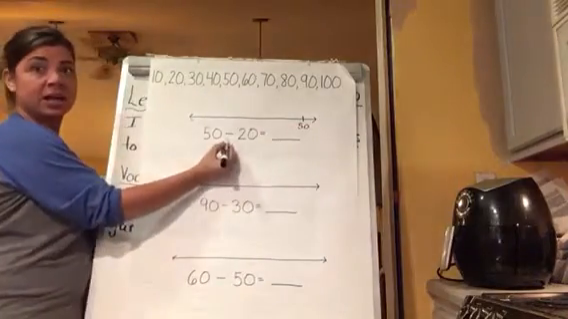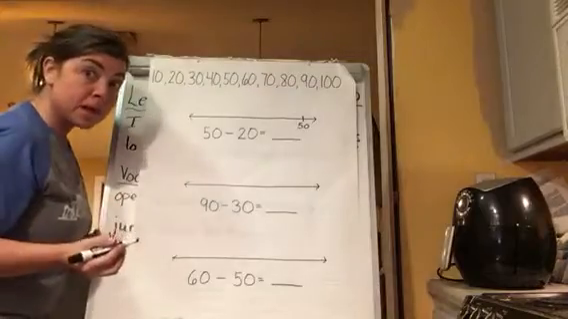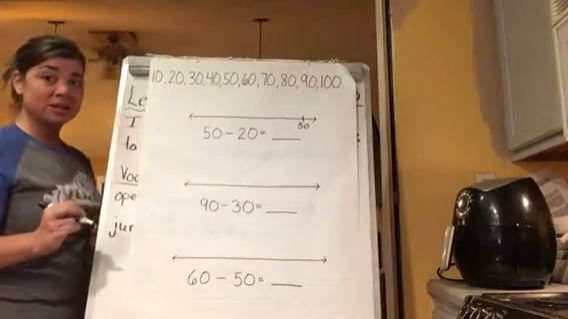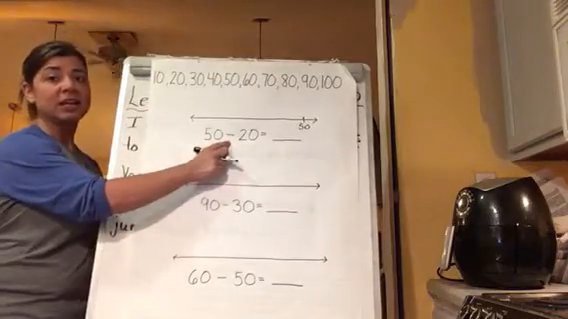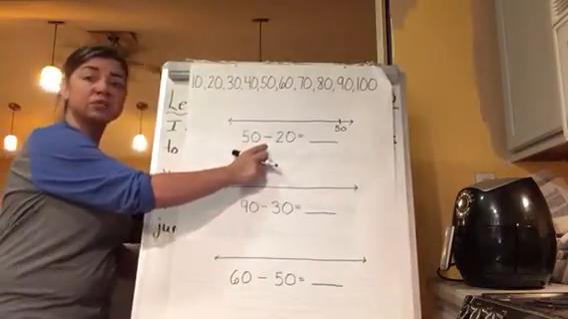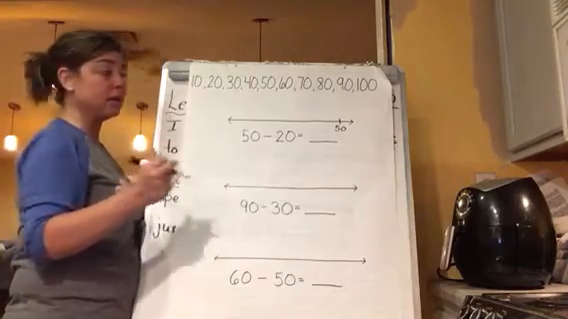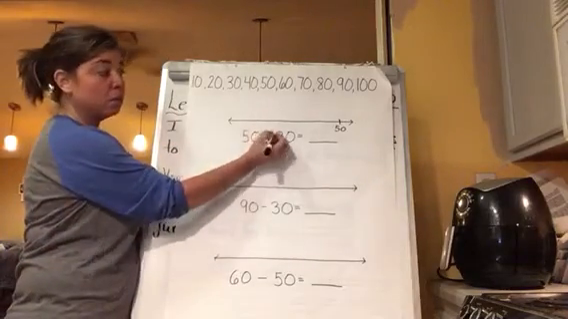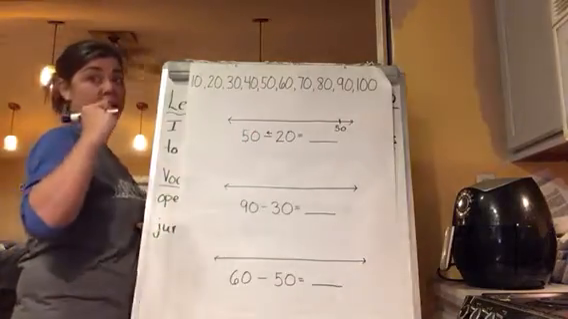Now, here we have 50. Now this sign is, that's right, minus. That's a takeaway sign. This tells us what direction we are traveling. So when we have a subtraction sign, we're going to count backwards, okay? So this tells me we're going to go backwards. So we're going this way, okay?